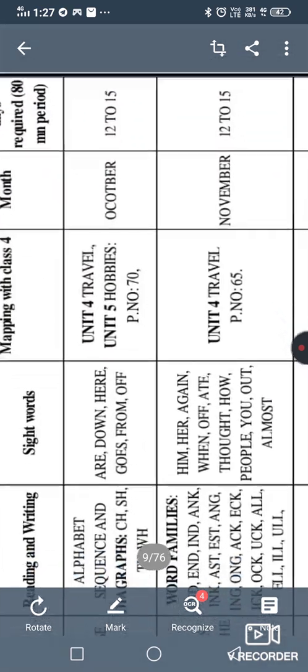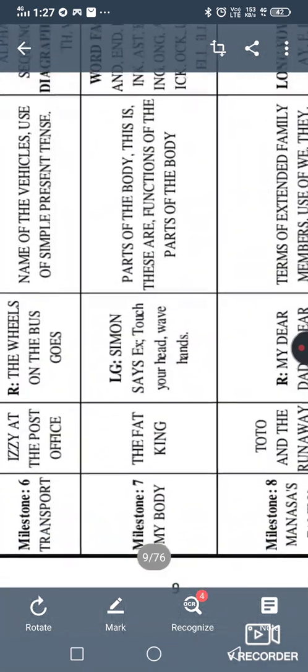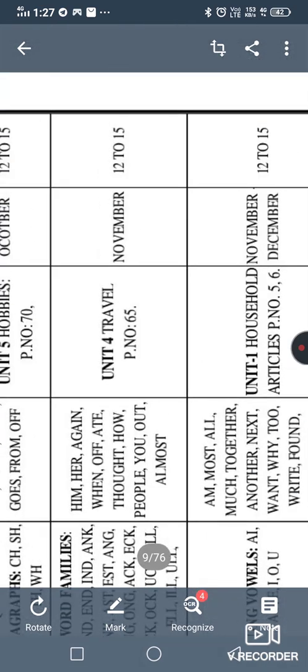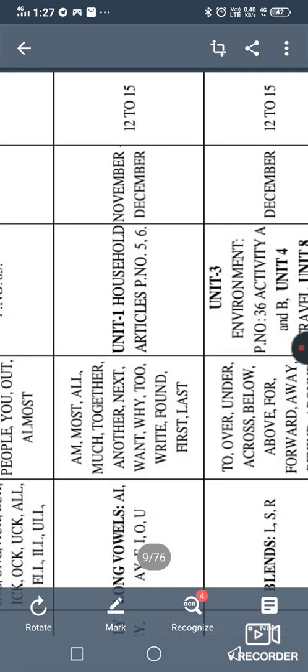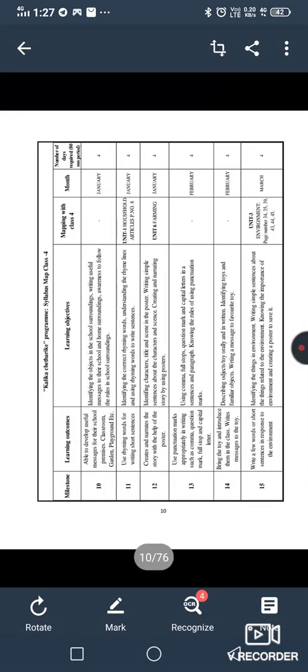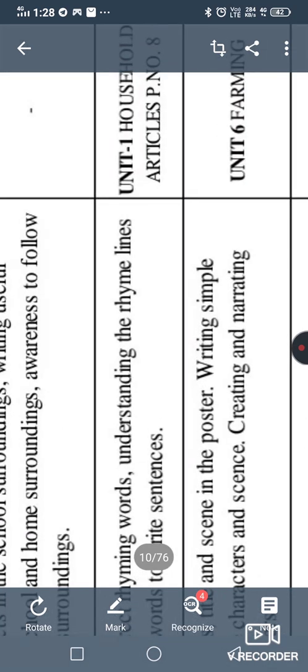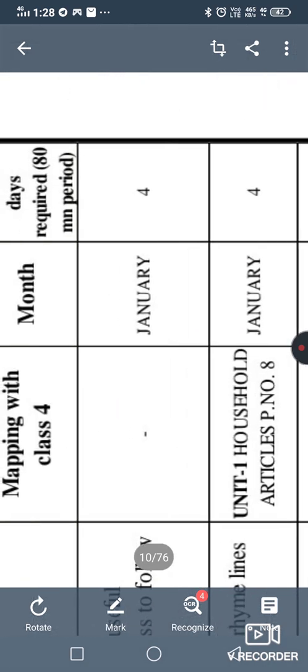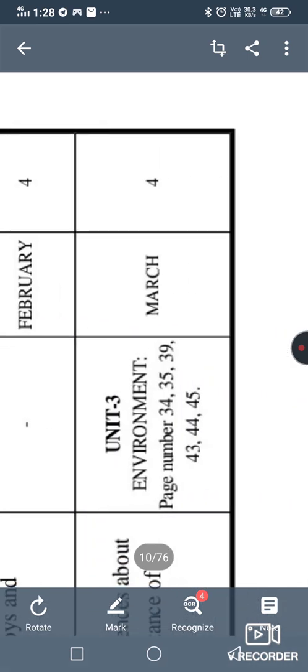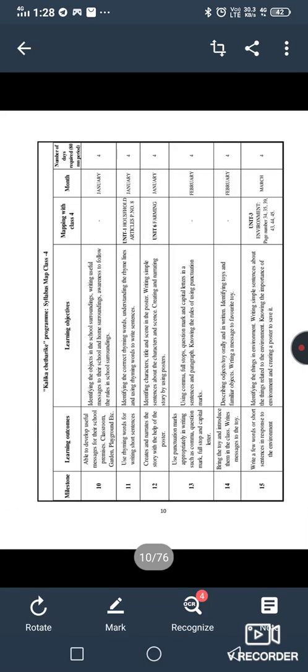Let us see here. And the next milestone, what is the number? The seventh milestone, we have to complete in November, and it takes 12 to 15 days. So like this, and from milestone 10 to milestone 15, these are taken from Nipun Bharat. These milestones, 10 to 15, we have to complete in only 4 days. We have to take 4 periods, and we have to complete milestones 10 to 15 in January, February and March. So this is the way we introduce the syllabus map for the class.